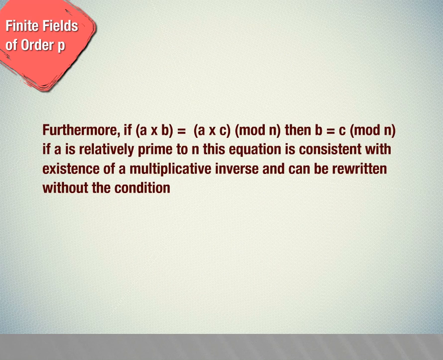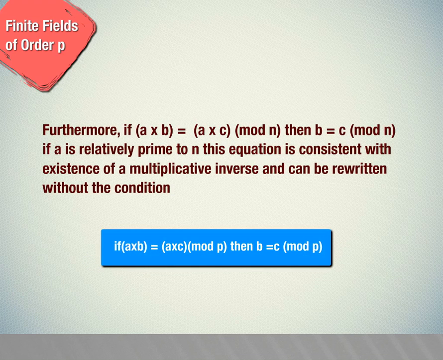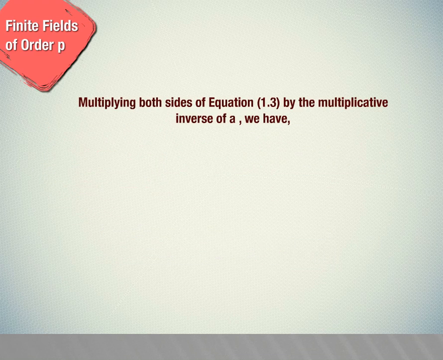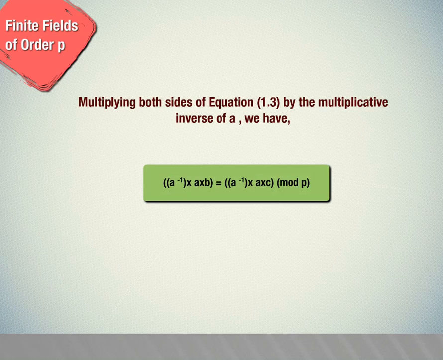Furthermore, if A into B is equal to A into C mod n, then B is equal to C mod n if A is relatively prime to n. This equation is consistent with the existence of a multiplicative inverse and can be rewritten without the condition. If A into B is equal to A into C mod P, then B is equal to C mod P. Equation 1.3. Multiplying both sides of equation 1.3 by the multiplicative inverse of A, we have A inverse into A into B equal to A inverse into A into C mod P. B is equal to C mod P.